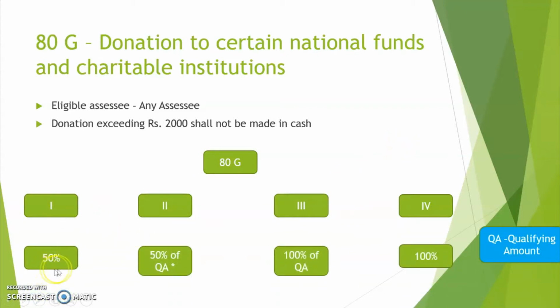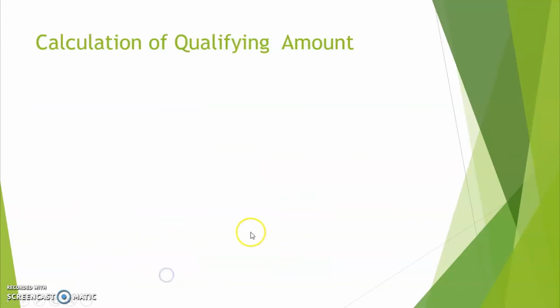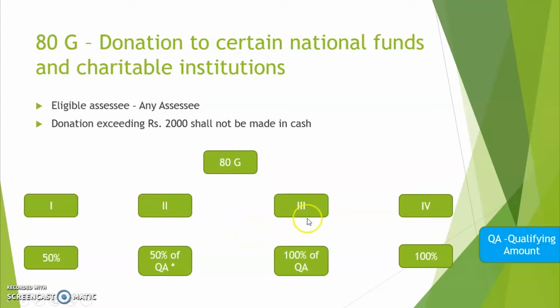For the first category, we can take 50% of whatever we donate as deduction. For the 2nd and 3rd category, there is this thing called QA. QA stands for qualifying amount. For the 2nd category, we can take a deduction of 50% of the qualifying amount. We will learn about the calculation of qualifying amount in the coming slide. For the 3rd category, we can take 100% deduction of the qualifying amount. And for the 4th category, we can take 100% of whatever donation we make.